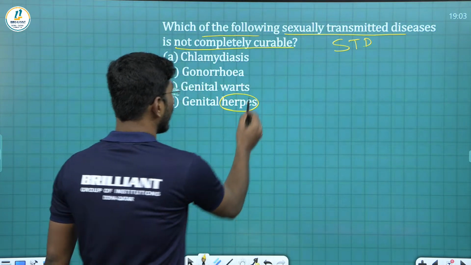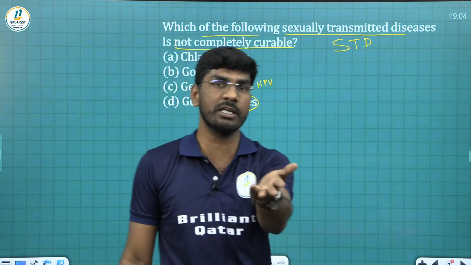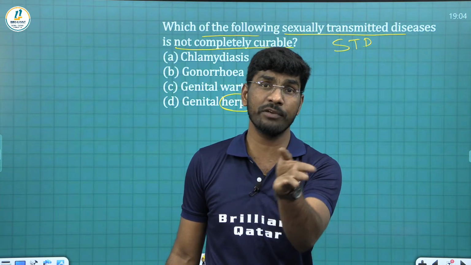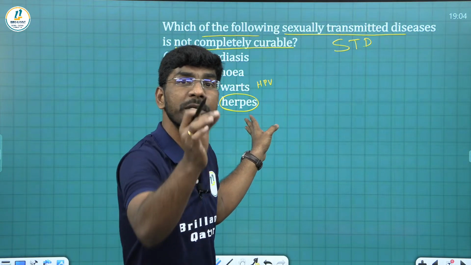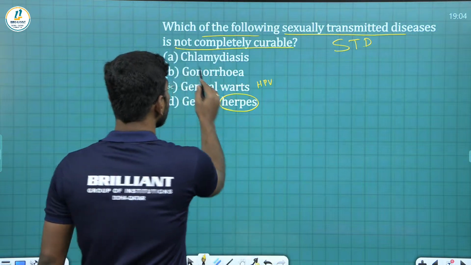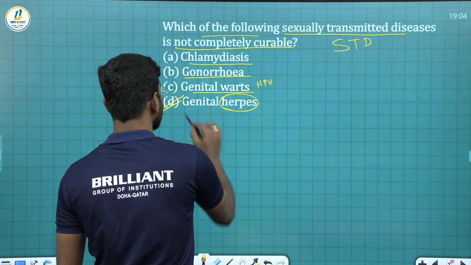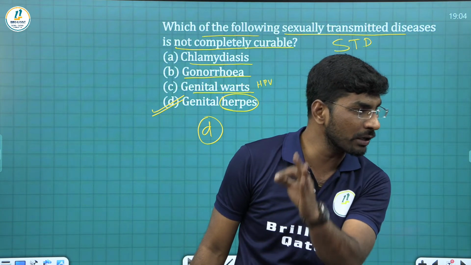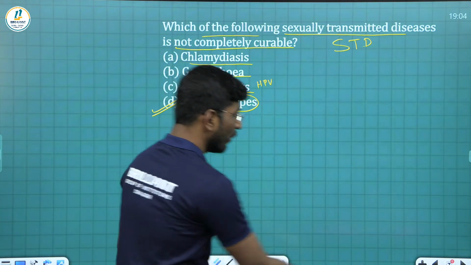Remember, genital warts, I told you, are caused by the HPV virus. Nowadays vaccinations are there. You might have seen on social media recently, a cervical cancer advertisement is going around. For cervical cancer, there is a vaccination being given. But here it is the herpes simplex type 2 virus. There is no permanent proper cure. Chlamydiasis, gonorrhea and genital warts are given as options. Remember, if this type of question comes, beta, remember genital herpes. It is not completely curable. Done till here, everything clear? Herpes. Next question.